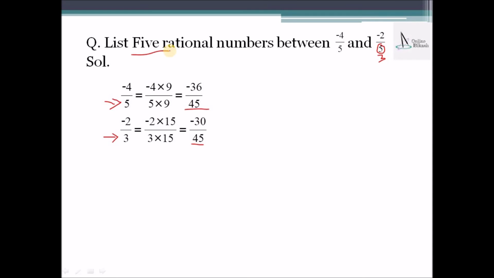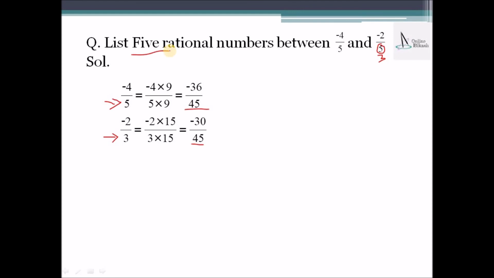If you are thinking, then why has sir not made it 75? Because 5 times 15 is 75, and 3 times 25 is 75. In that case, 75 would become a larger number. Yes, that is also right. You could do it that way also. There is no certain rule, and as I told you, the results will be different. So no matter what you are doing, your aim is just to make the denominator same.